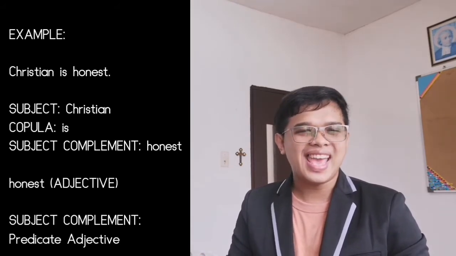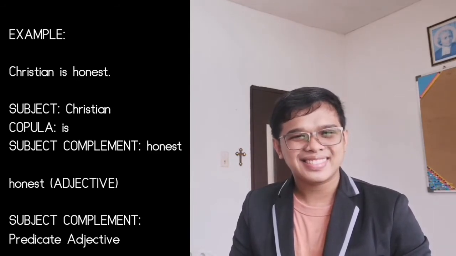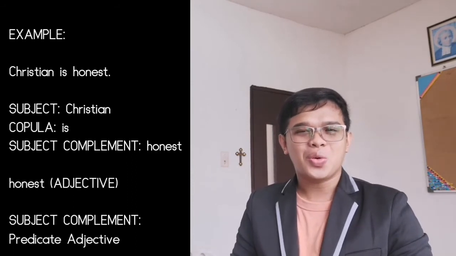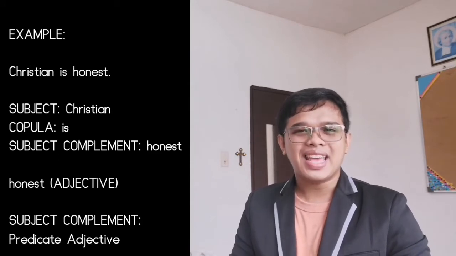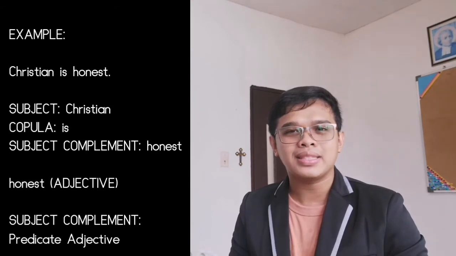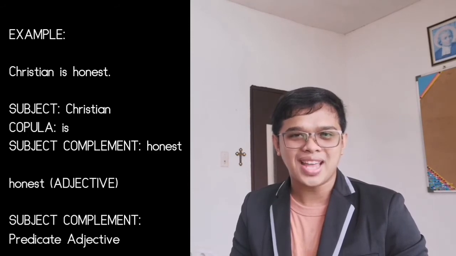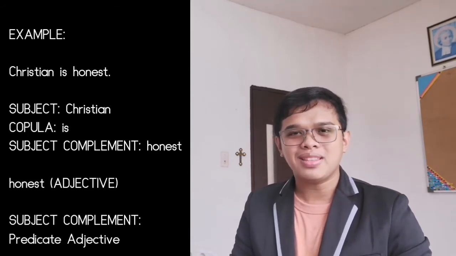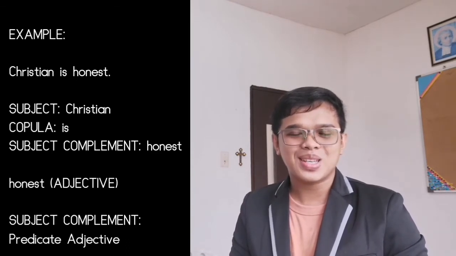And for our last example, we have our example sentence number 2. Christian is honest. What is the subject of the sentence? You're correct. Christian. What about our subject complement? That is right. It is honest. Now, notice that our subject complement describes Christian as our subject of the sentence. And the subject complement is linked by our copula or our linking verb is.